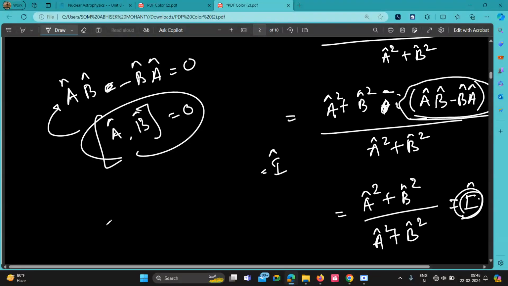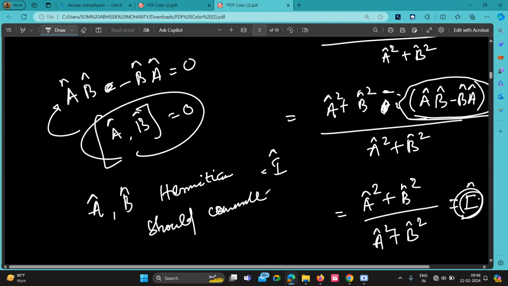So the condition is that A and B should be Hermitian and they should commute with each other. Commute means their commutator is zero. Is it all right? Next question.